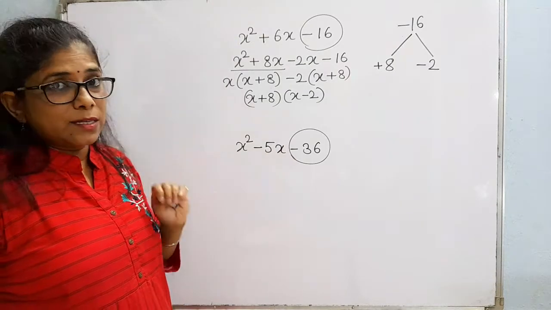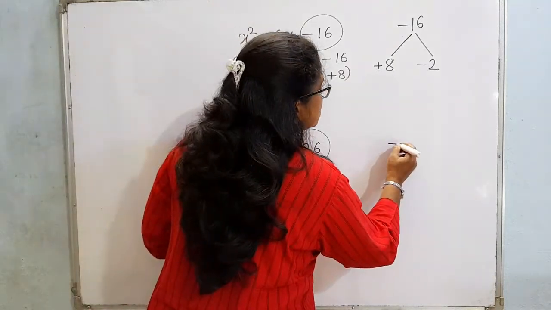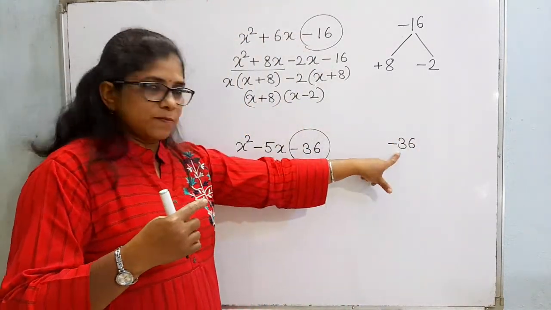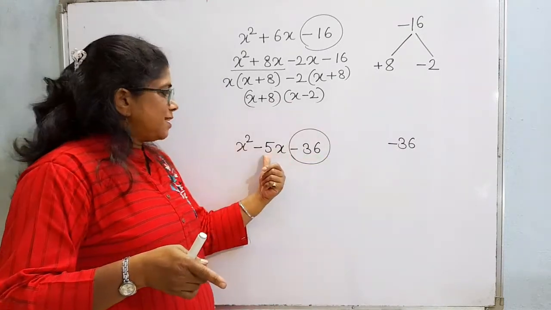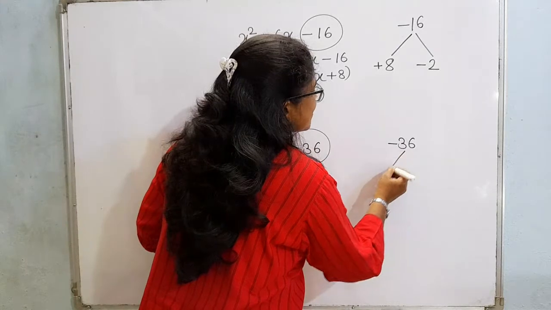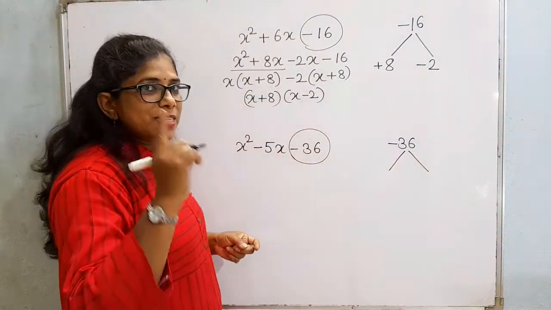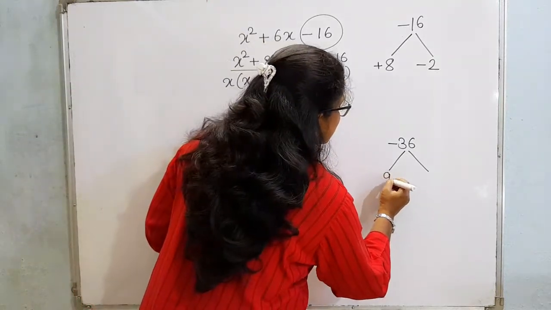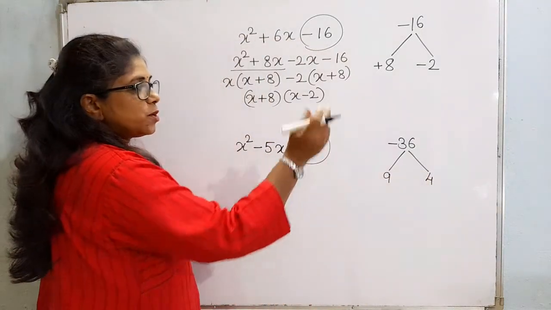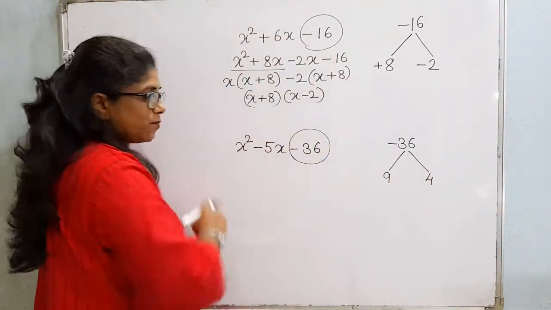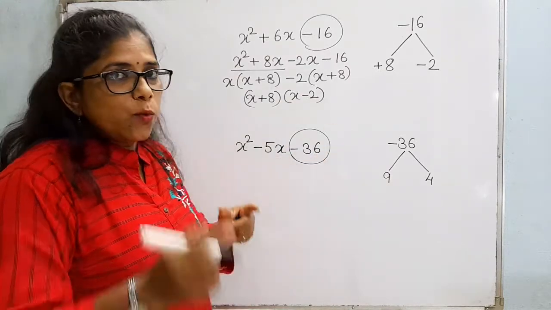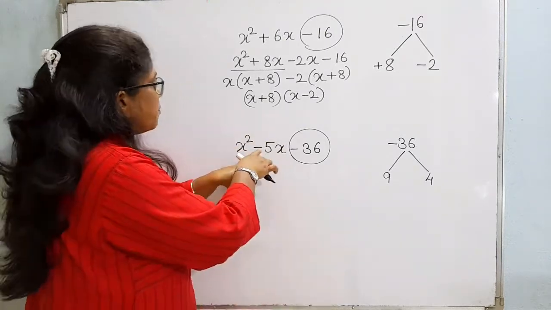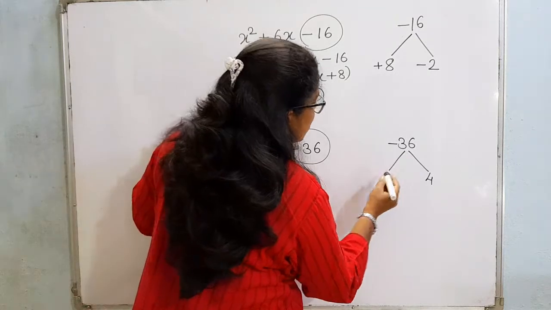Let's move to the last sum. Here, product is minus 36. So what we have to do? Find two numbers whose product is 36 and difference is 5. Product is 36, difference is 5. 9 and 4. 9 into 4 gives us 36. Difference of 9 and 4 is 5. Now product is minus 36. So one number is going to be positive, one number is going to be negative. Check the sign of the middle term. Minus. This sign will go to the greater number.